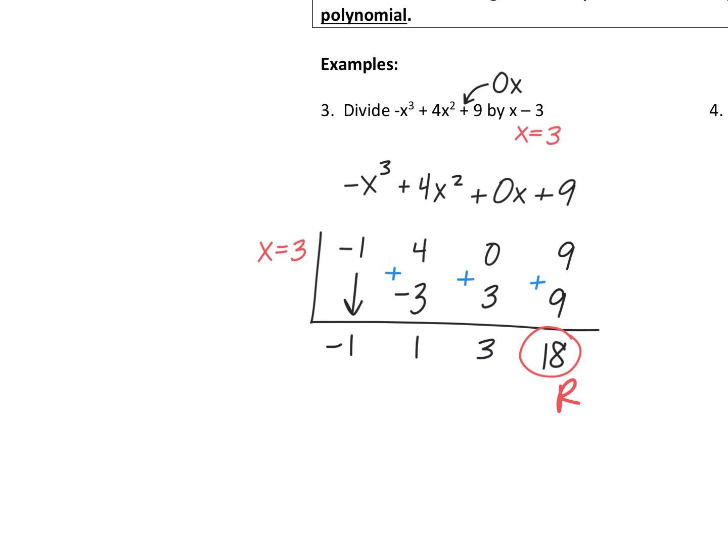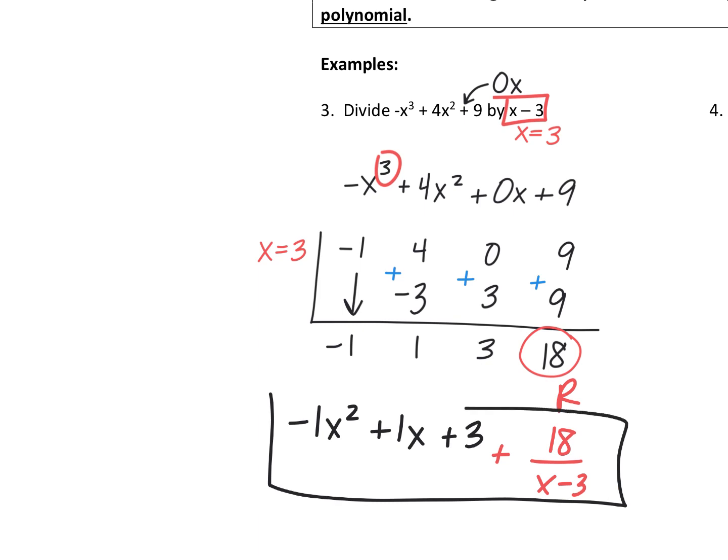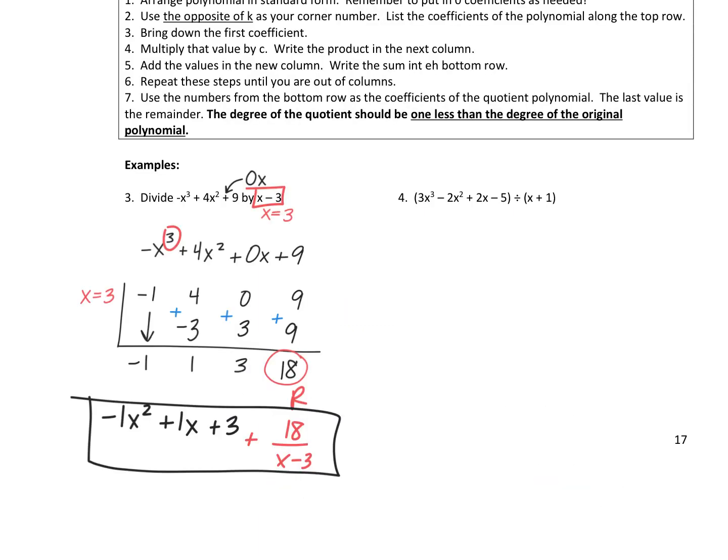Your answer is 1 less than the degree. So because here I have a degree of 3, my answer is going to be squared. Negative 1x squared plus 1x plus 3. The remainder is 18. So just like you've done the last 3 days, you take that remainder and you put it over your divisor. So 18 divided by x minus 3, put a plus sign. That's my final answer. Heck of a lot easier than what you've done the last 3 days. Your degree should be 1 less than the degree of the original polynomial. So because I had x to the third, my answer is x squared.